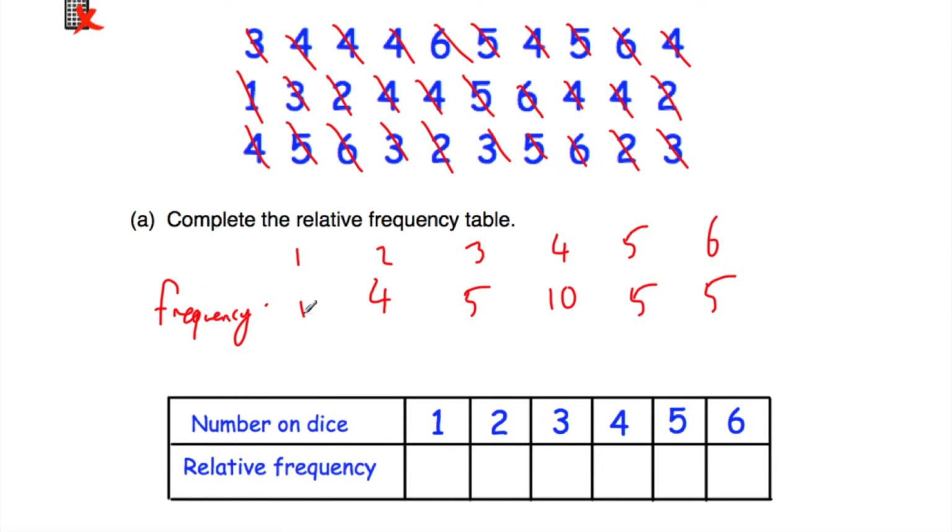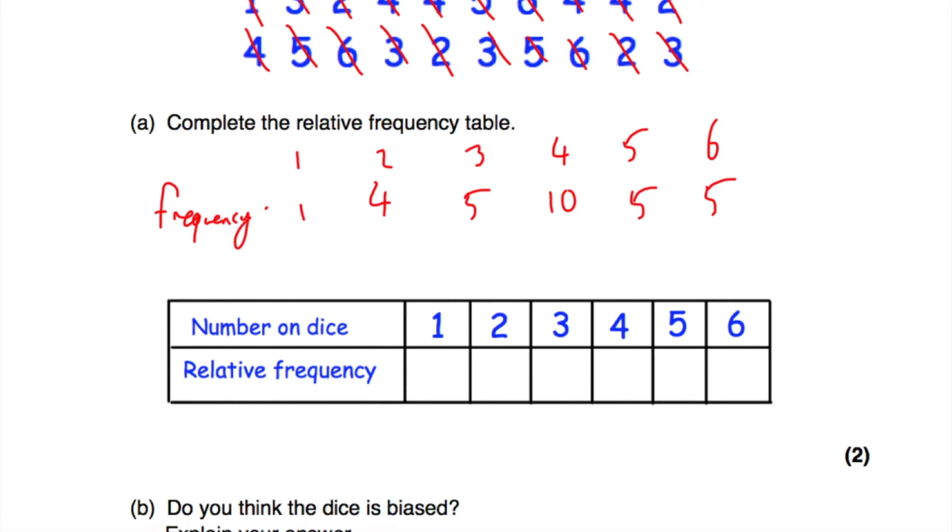And let's just check that. 1 plus 4 is 5, plus 5 is 10, plus 10 is 20, plus 5 is 25, plus 5 is 30. And that's fantastic. It was rolled 30 times. So in terms of the relative frequencies, the relative frequency of 1 would be it landed on 1 once out of the 30 times, that's 1/30th.